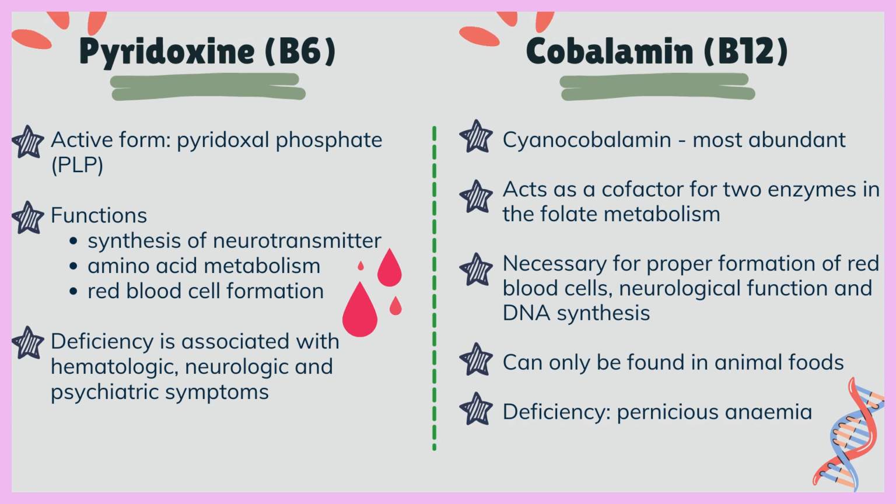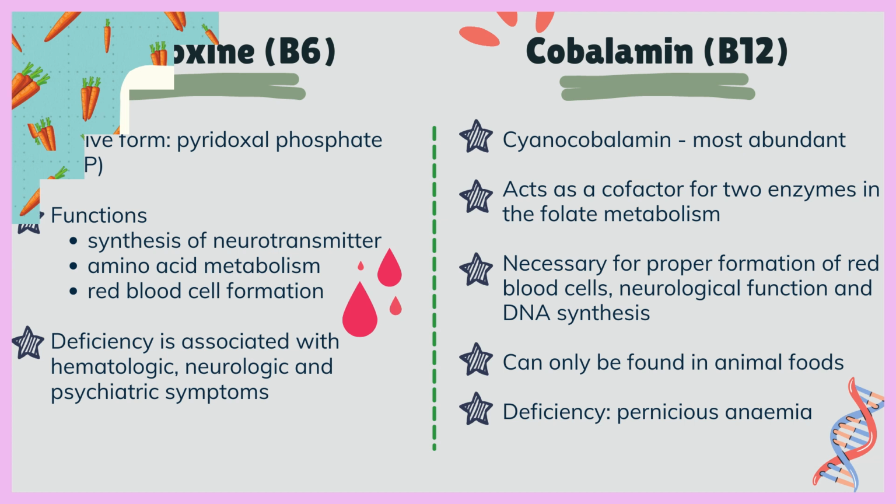Vitamin B12, or cobalamin, acts as a cofactor for two enzymes in the folate metabolism. Cyanocobalamin is the most abundant form. Both vitamin B6 and B12 are needed for the proper formation of red blood cells. Lack of these vitamins may result in pernicious anemia, which is an autoimmune condition. Let's move on to the analysis of vitamin A that will be explained by Johan.